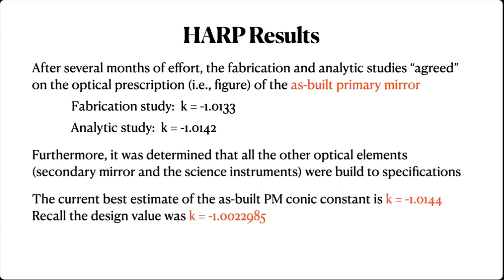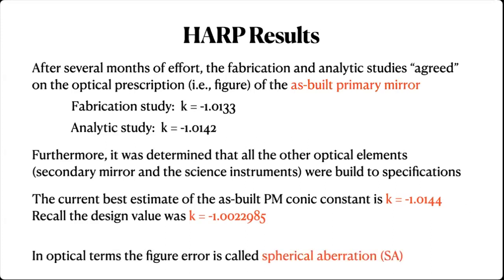Just to compare that, as they continued, even after the telescope was repaired, to study the problem, the current best estimate for this conic constant for the primary mirror, as you can see, is extremely close to the analytic study back in '91, and not too far from the fabrication study. Compare that to what the design was. So it's off by about 1.2%, which doesn't sound like a lot, but was catastrophic.